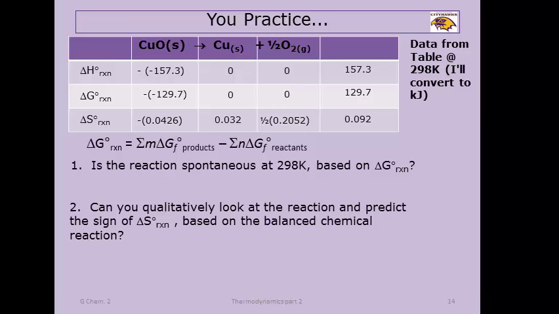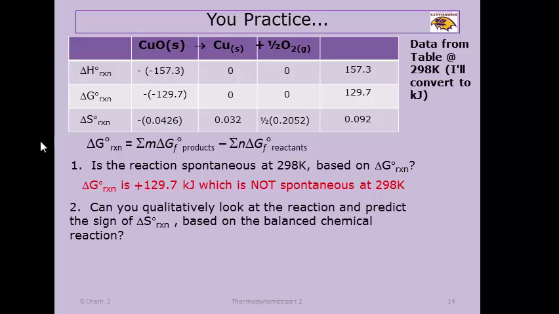So, is the reaction spontaneous at 298 K based on the delta G reaction? Well, the delta G reaction is positive, so the answer to that is no, it is not spontaneous. Okay, if it had been negative, it would have been spontaneous.